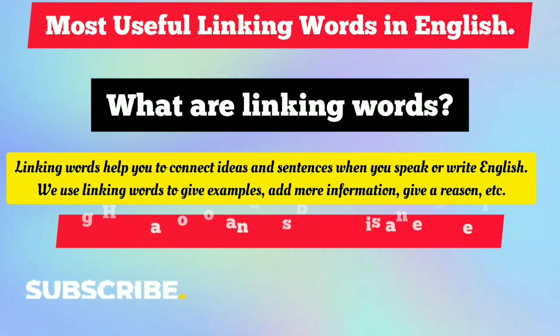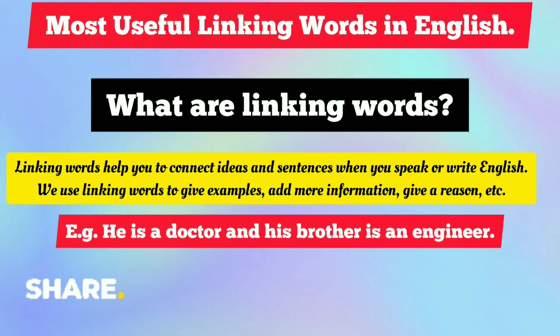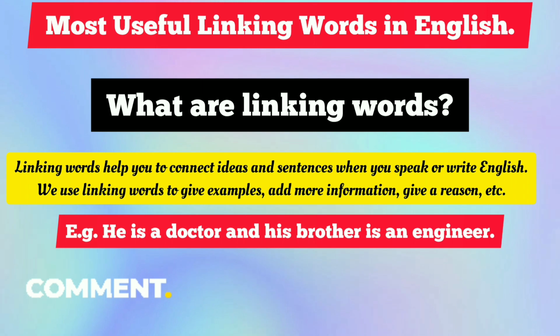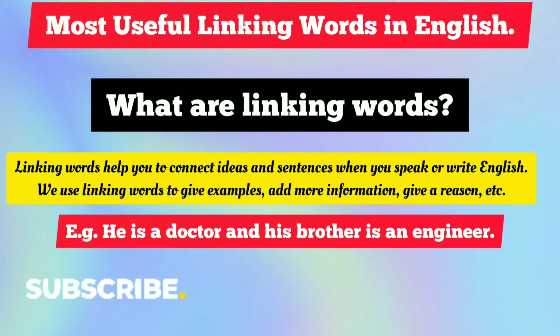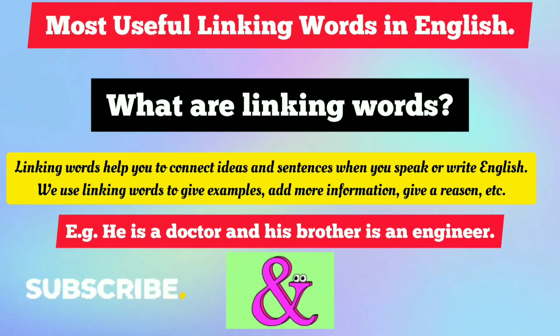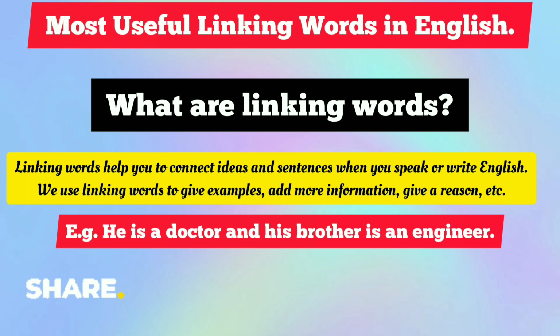As you see the example, he is a doctor and his brother is an engineer. So here I'm using and to join. It is also called a conjunction. So I'm joining two parts over here: he is a doctor is one sentence, and I'm joining these two sentences using this linking word or conjunction, and.